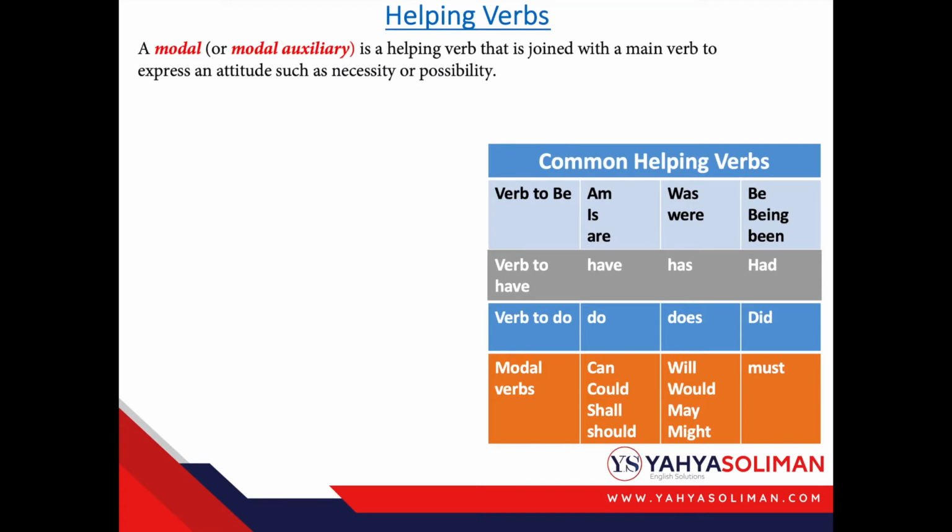A modal or an auxiliary is a helping verb that's joined with a main verb to express an attitude such as necessity or possibility. For example, we must win this game to reach the finals. We may get to perform it again.